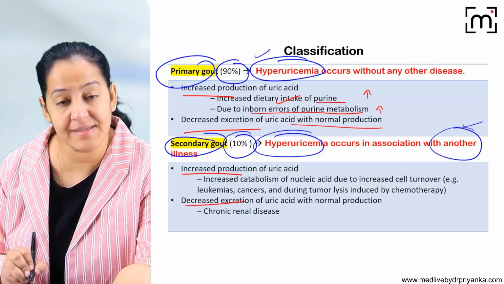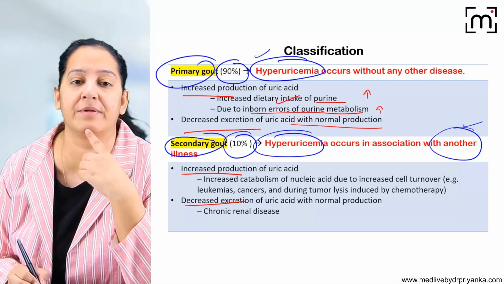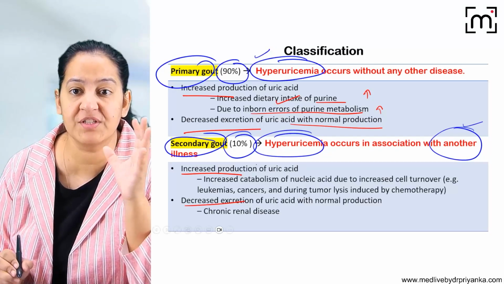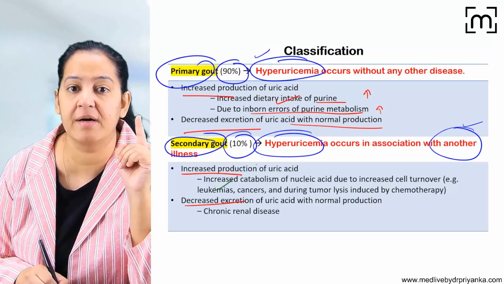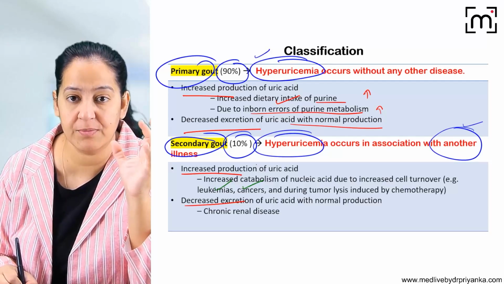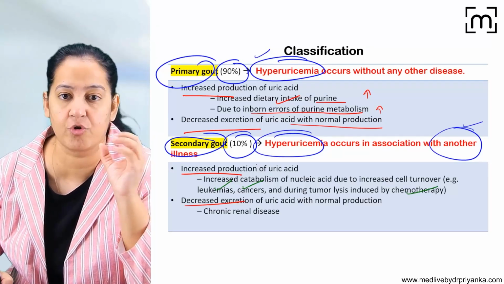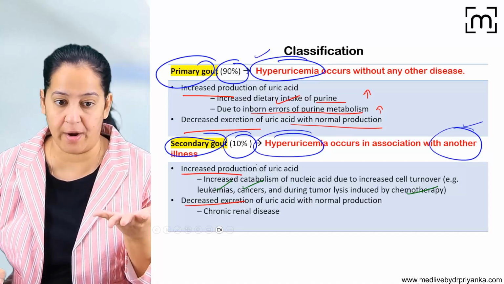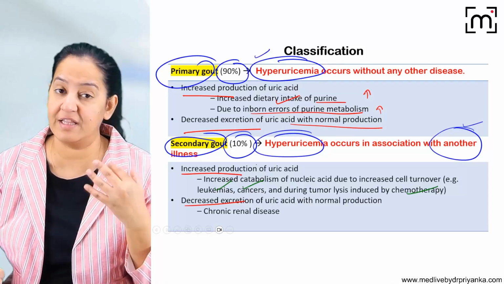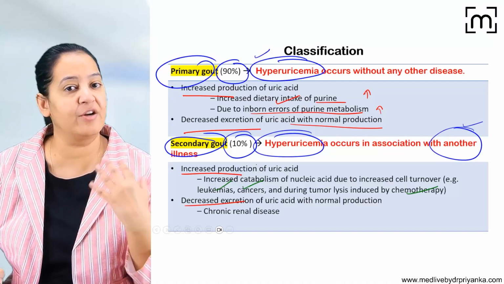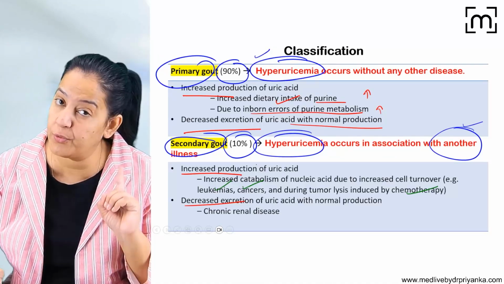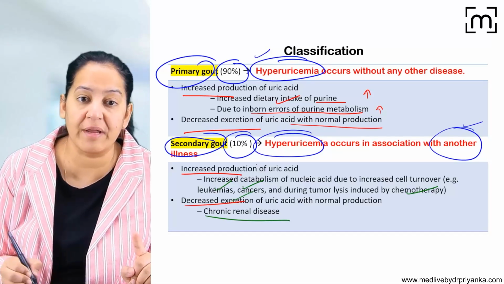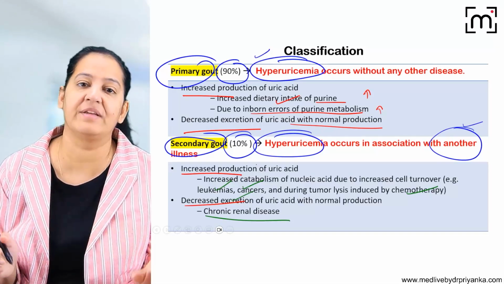In secondary gout, there are certain other diseases which lead to hyperuricemia. For example, for increased production, there can be certain tumors which have high turnover, like leukemia, some cancers, and tumors which are treated by chemotherapy, causing tumor lysis syndrome. More and more tumor cells are formed and more and more tumor cells are destroyed. When the tumor cells are destroyed, the nucleus contains purine. The purine gets metabolized and increased production of uric acid can take place due to the purine metabolism end product. And for decreased excretion, maybe there is some chronic renal disease, so the kidney cannot excrete the uric acid.